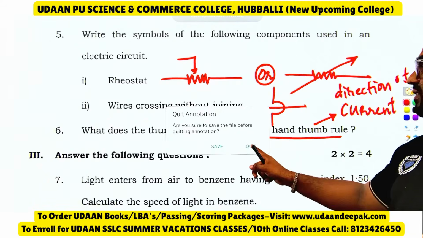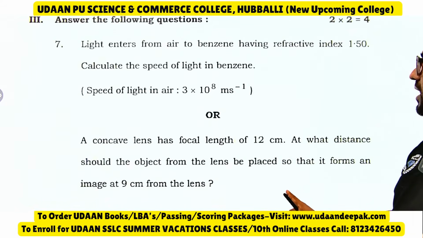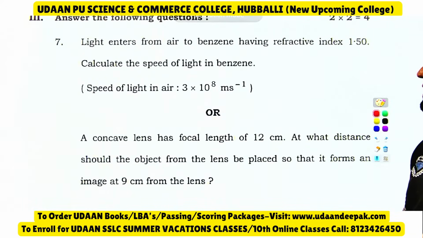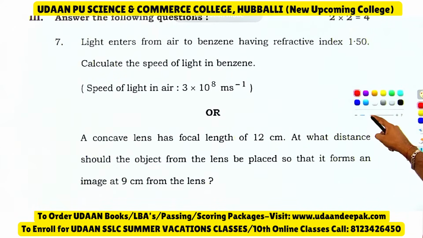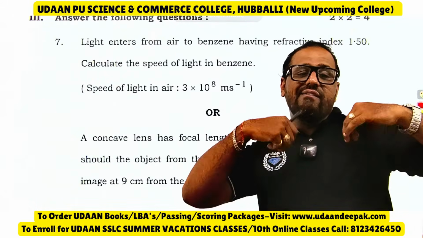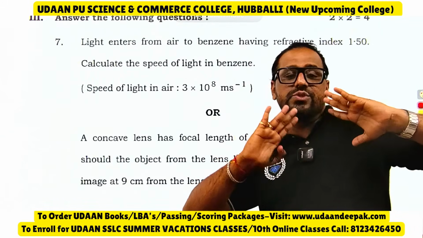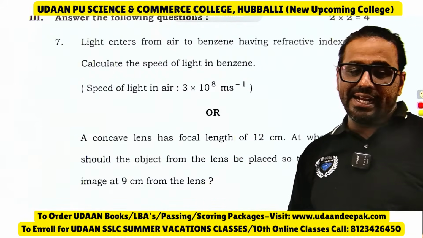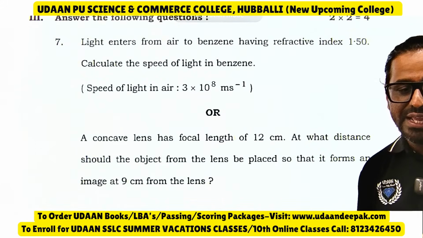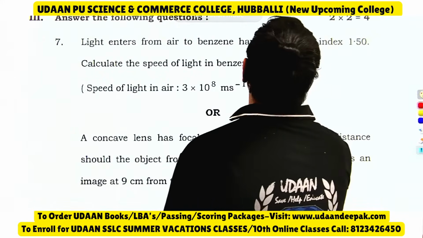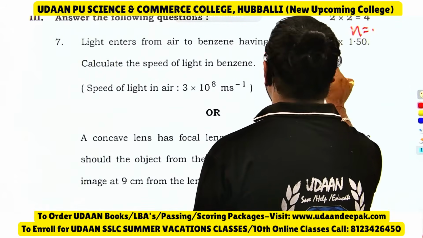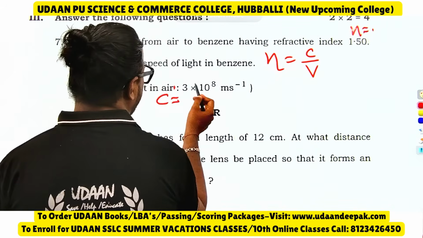Next, light enters from air to benzene having a refractive index of 1.5. Calculate the speed of light in benzene. They are asking how much the speed of light is. Let me know the answer in the comment section, whether it is more or less. Light enters from air to benzene, so from rarer medium to denser medium. So see the refractive index. N is equal to C by V. C is given to us, the speed of light in air is C.